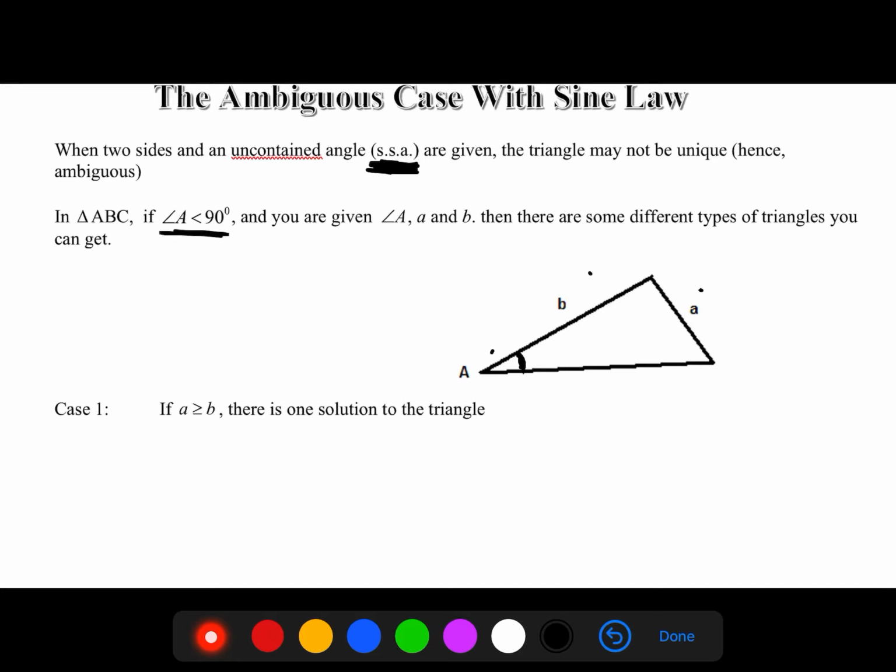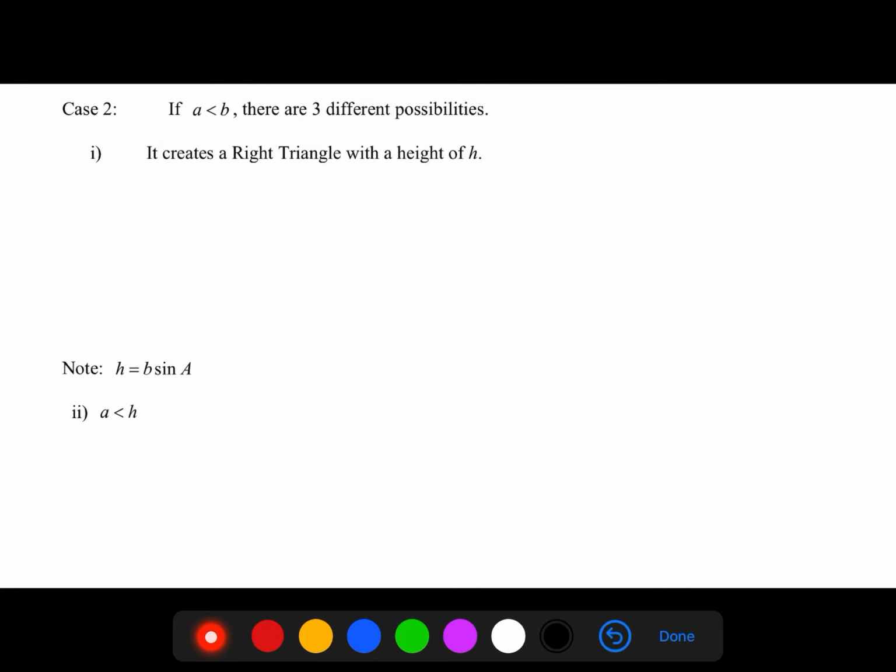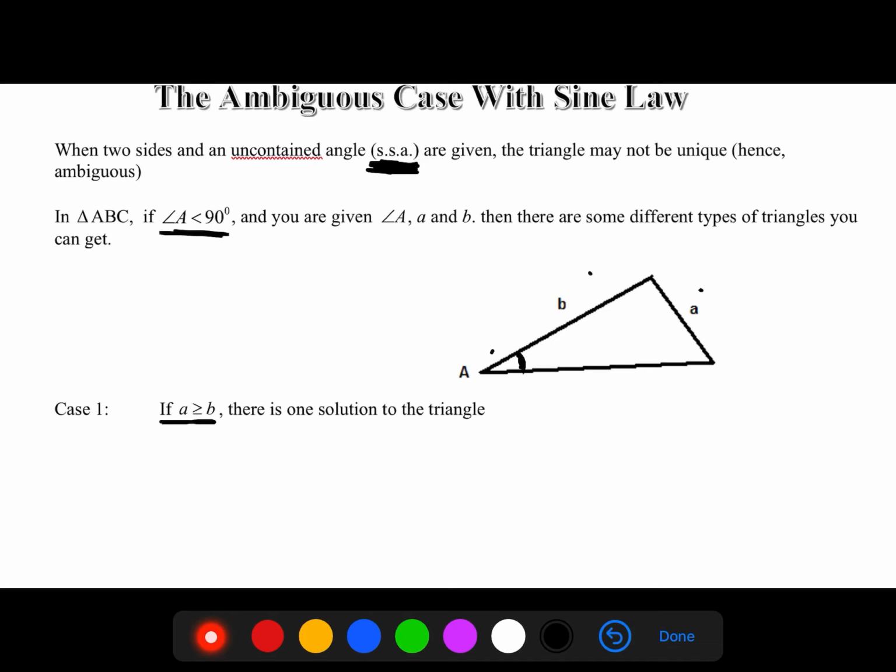What we're going to look at first in this case is how big is angle A? If angle A is an acute angle, less than 90 degrees, there are some different types of solutions that we can get. First of all, if a is greater than or equal to b.